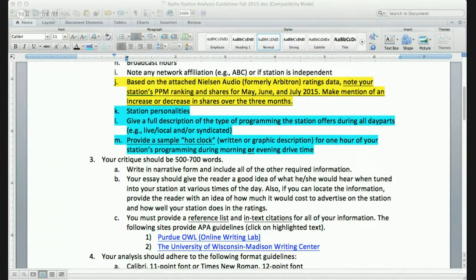You're also going to talk about the description of the programming that happens throughout all day parts. Morning drive being the most important, midday, afternoon drive the second most important, evenings and overnights. So those are the day parts that you want to try to include.